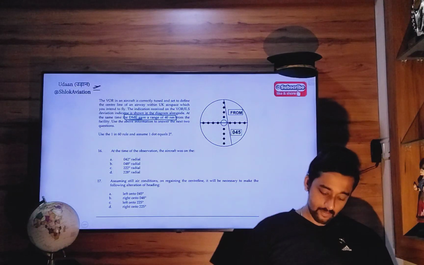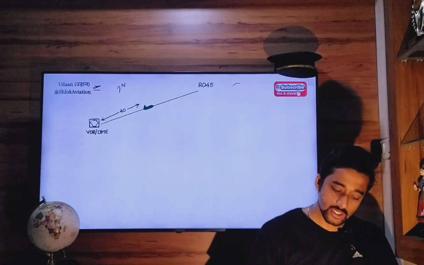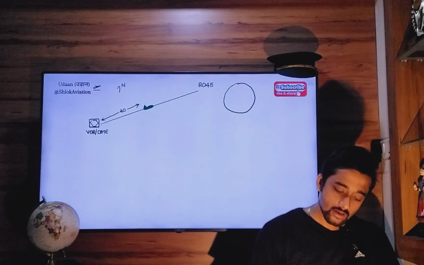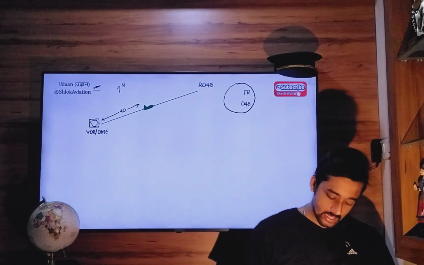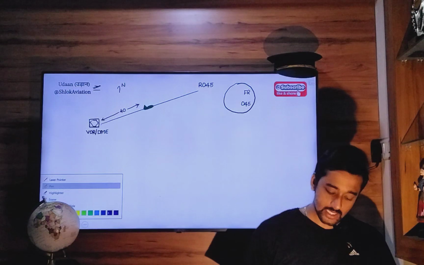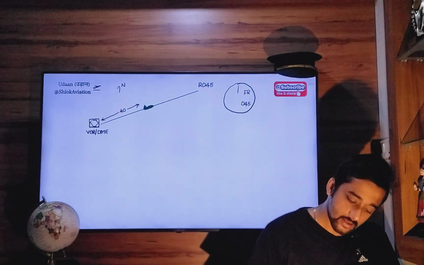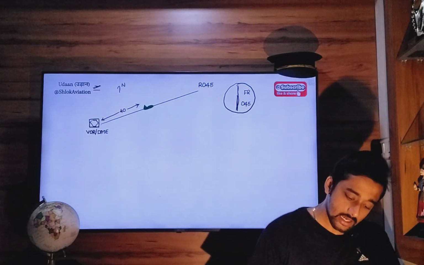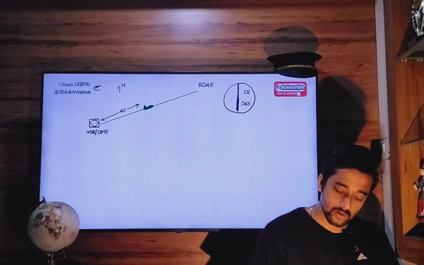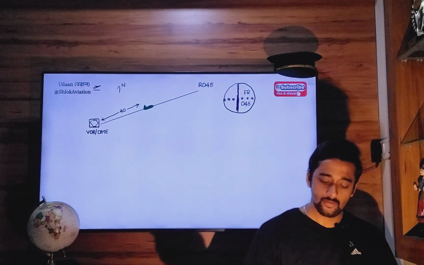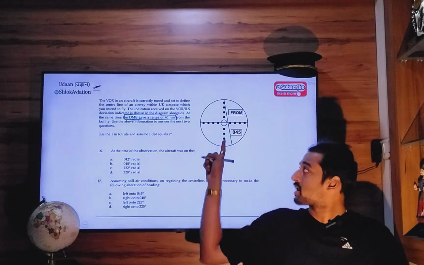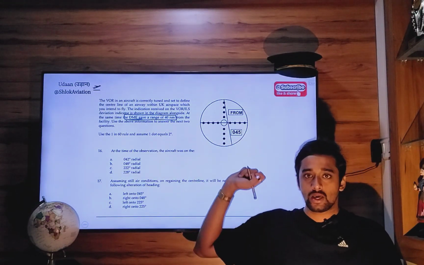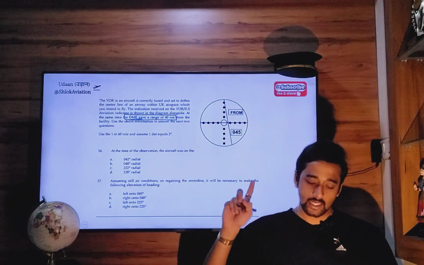So when this happens, your OBS selector should show from indication with 045 set, and the CDI needle should be established right in the center of the instrument. But over here the CDI needle has moved a little bit to the right hand side, between the first and the second dot.